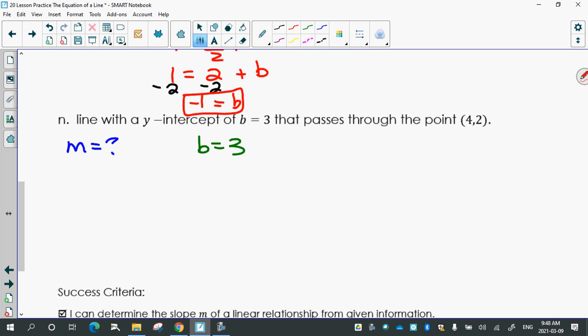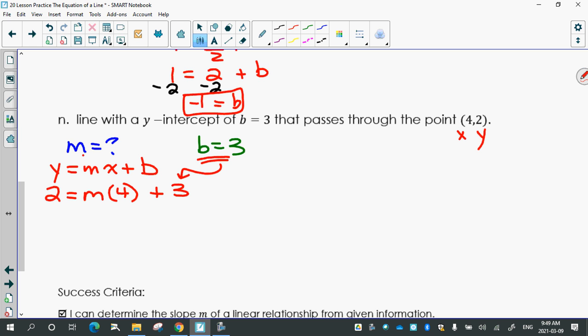Do the same thing that you did before, except this time the missing variable is M. Perfect. Do the same thing we did before, but this time we know B, but we don't know M. So we're going to still label this point X and Y. Put 2 in for Y. Leave M because we don't know it. Put 4 in for X. And then plus 3 because we know B is 3. Very good. That's exactly what you would do.